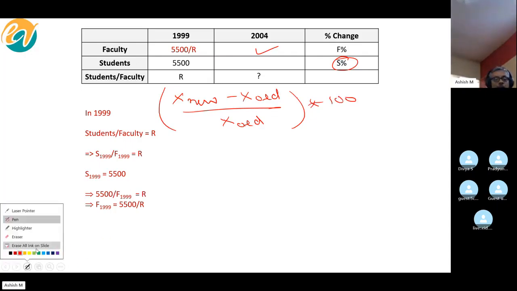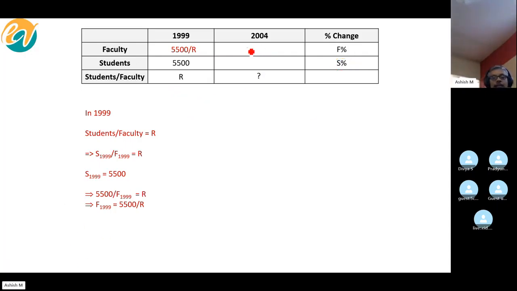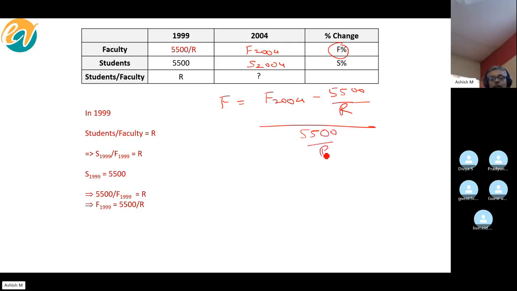So now let's do this. Let us say this is F 2004, which is faculty in 2004, and let's say this is S 2004. Now just completely mechanically apply the formula. So tell me what would be this F percent? F 2004. Very nice. F 2004, which is X new minus 5,500 by R divided by 5,500 by R into 100. Correct?